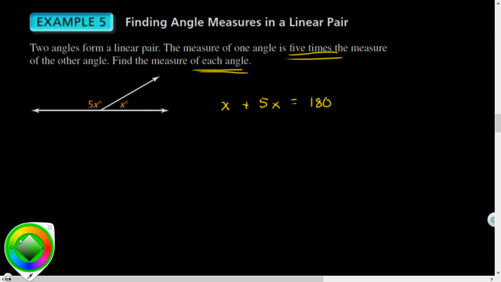Let's see, then we could do some solving. Find like terms to simplify.